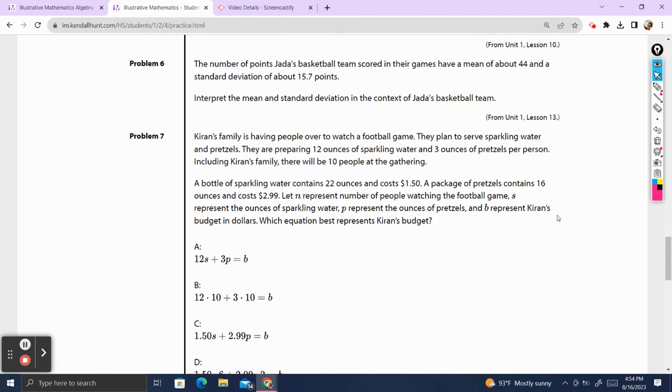Problem 6. The number of points Jada's basketball team scored in their games have a mean of about 44 and a standard deviation of 15.7 points. Interpret the mean and standard deviation in the context of Jada's basketball team.